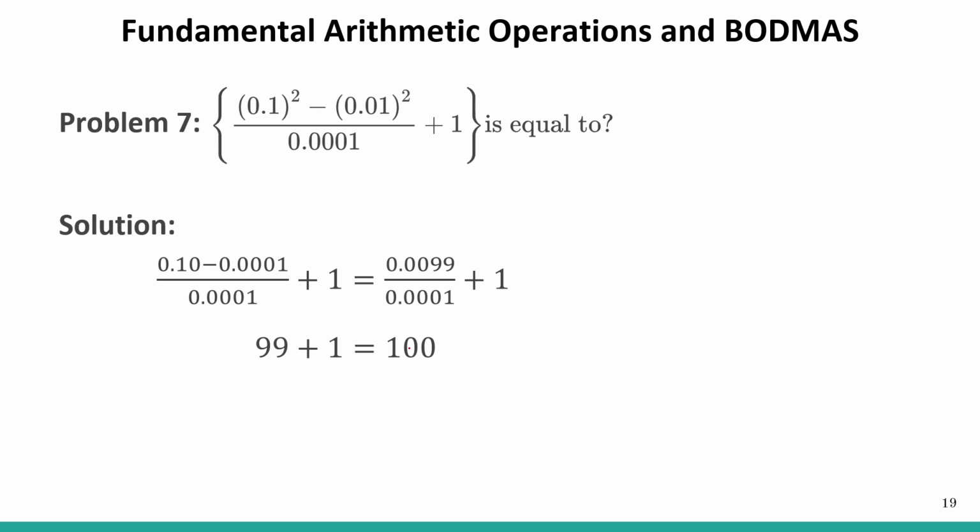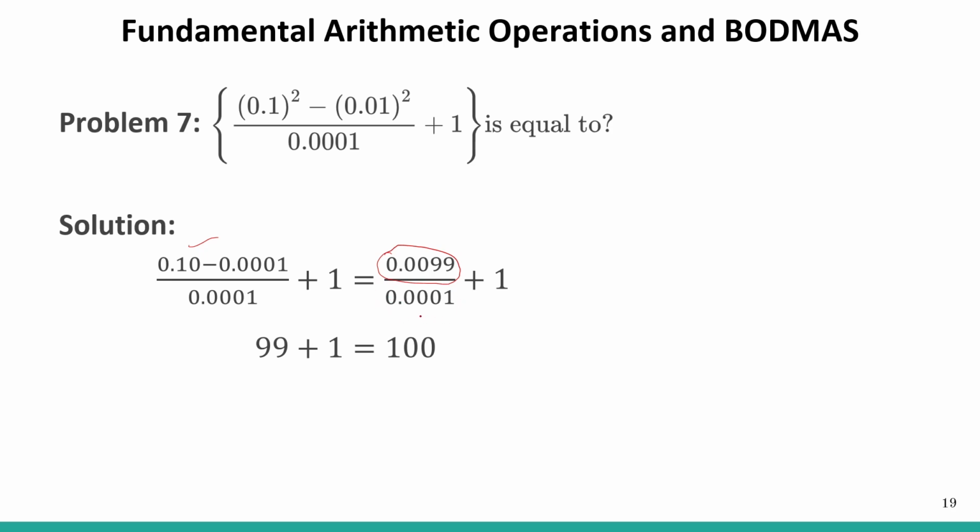So let's see the solution. So 0.10 minus 0.0001, plus 1, is equal to nothing but 0.0099. If you subtract this from this, what you will be left with is this one: 0.0099, and the denominator is the same here.